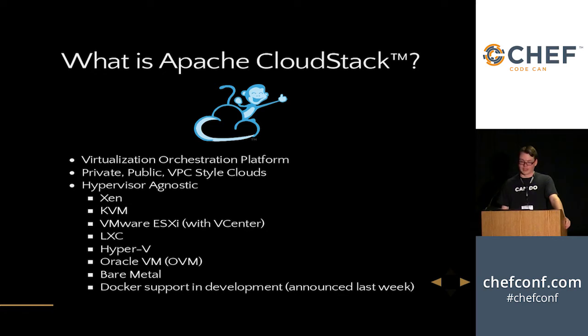First-class citizens are Xen, KVM, and VMware ESXi. It also currently supports LXC, Hyper-V, OVM, and bare metal. And just last week at the Apache Summit in Denver, they announced Docker support. So in addition to being able to spin up Linux containers as containers, you'll be able to spin up Docker images through the CloudStack API as well.